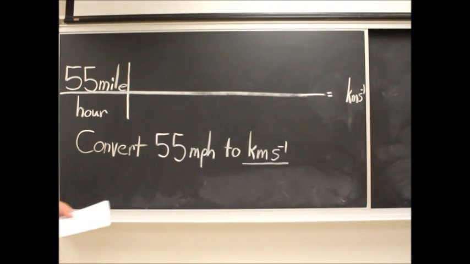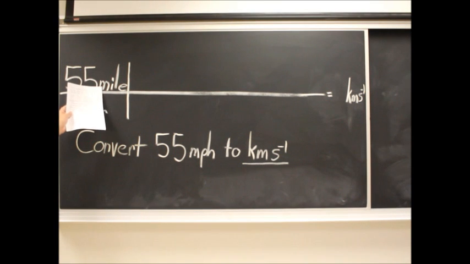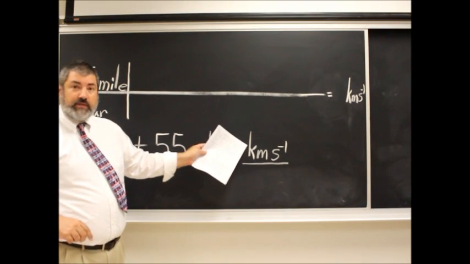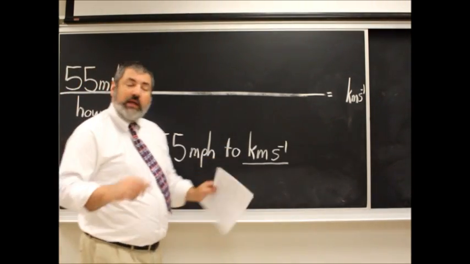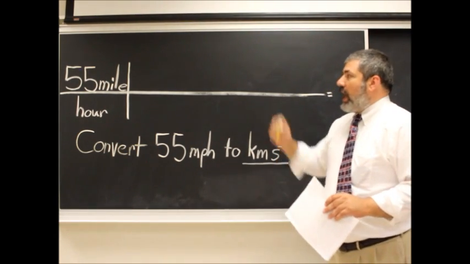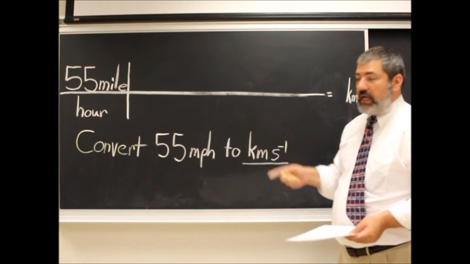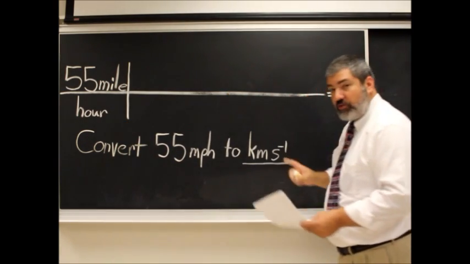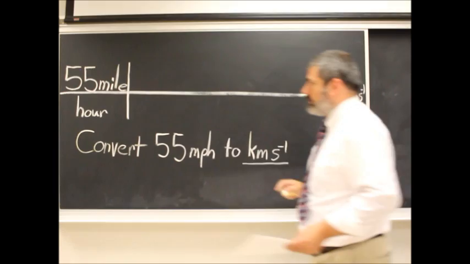Where to start? Another thing that can be confusing, I have an English unit of distance that I need to convert into a metric unit of distance, and then I have a time that I need to convert into a different time. It does not matter which one you do first. Pick one and go for it. I'm going to go ahead and pick time. I'm going to pick going from per hour to per second.